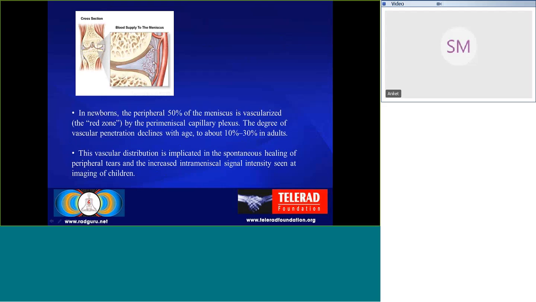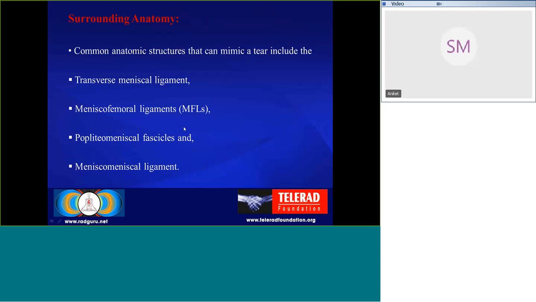So this vascular supply of the periphery of the meniscus by the perimeniscal capillary plexus contributes to the spontaneous healing of peripheral tears, and also sometimes the increased signal intensity of the periphery of the menisci in children. So let us come to the surrounding anatomy.